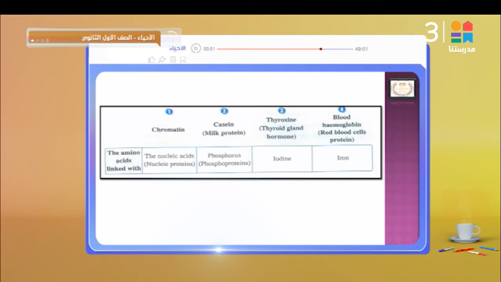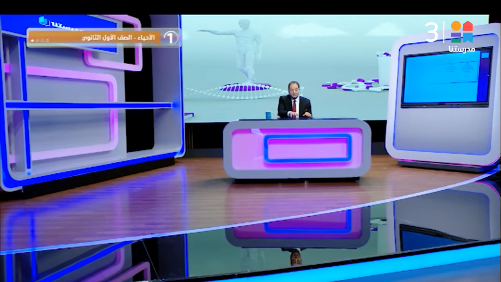Types: amino acids linked with chromatin, nucleic acid with the nucleic proteins, casein, milk proteins, phosphoric acid linking with the amino acid, phosphoproteins, thyroxine hormone, amino acid linked with iodine, blood hemoglobin found in the red blood cells, the erythrocytes, proteins, amino acid plus iron, an essential element.